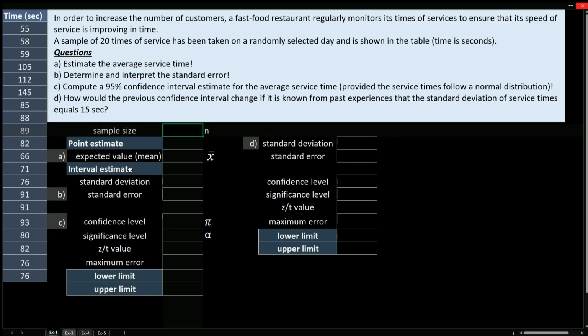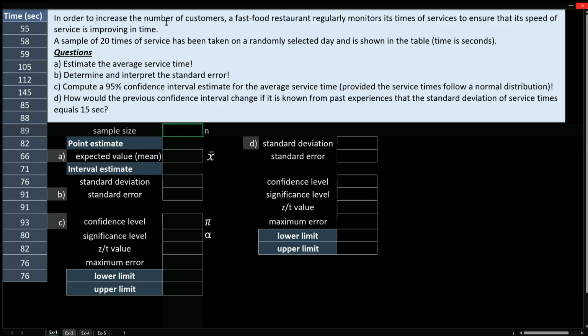Point estimate and interval estimate. We want to do point estimate and interval estimate for population parameters such as mean, standard deviation, and proportion. In this exercise, we want to estimate mean. So let's read the exercise.